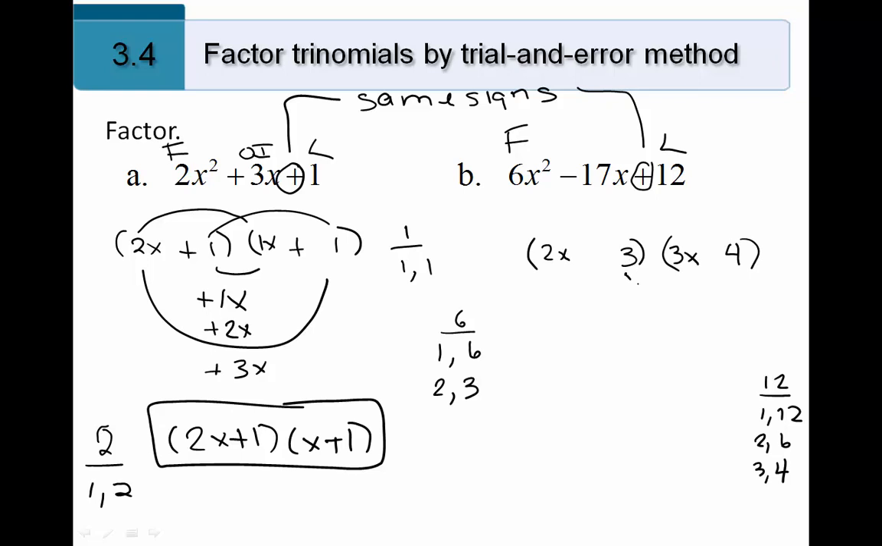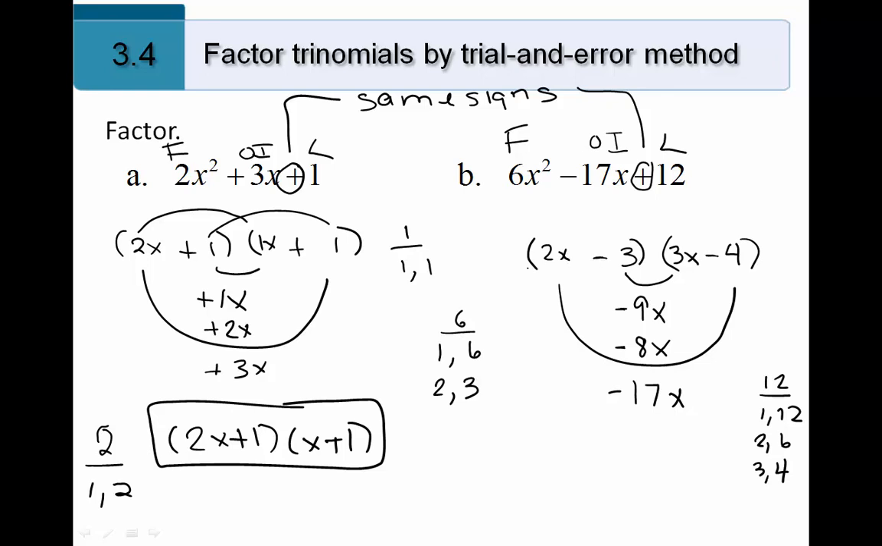3 times 3x is 9x. 2x times 4 is 8x. They have to add up. My outer and my inner have to add up to negative 17x. My signs have to be the same. And as long as those are both negative, that will add up to negative 17x. So that works out nicely.